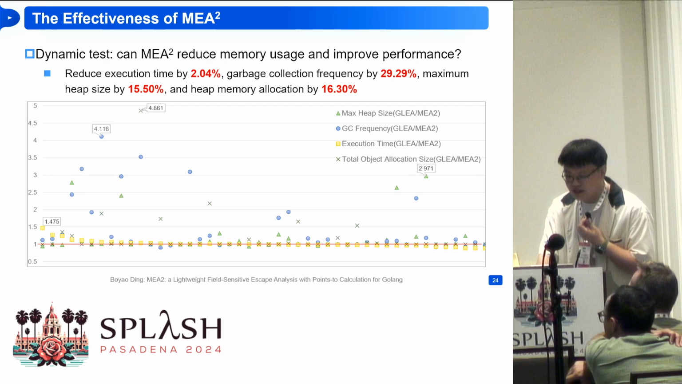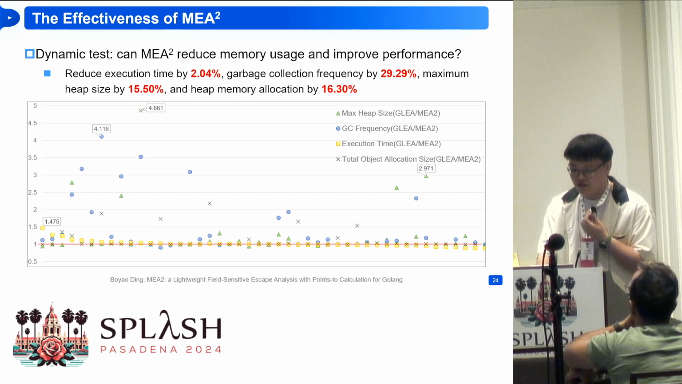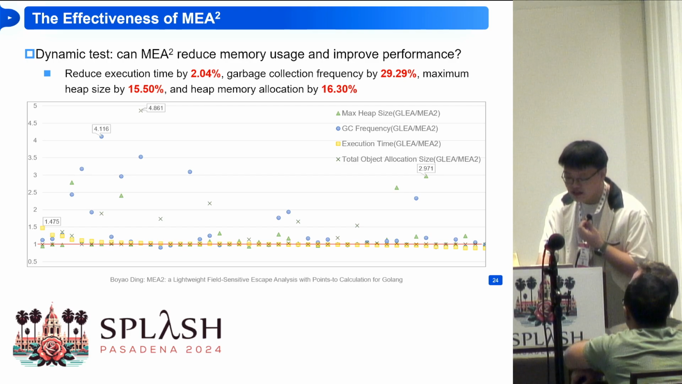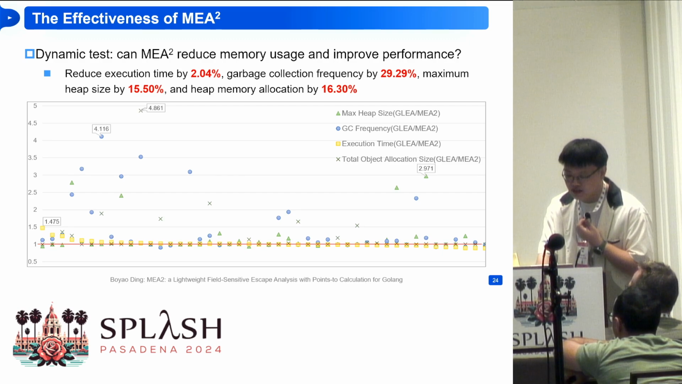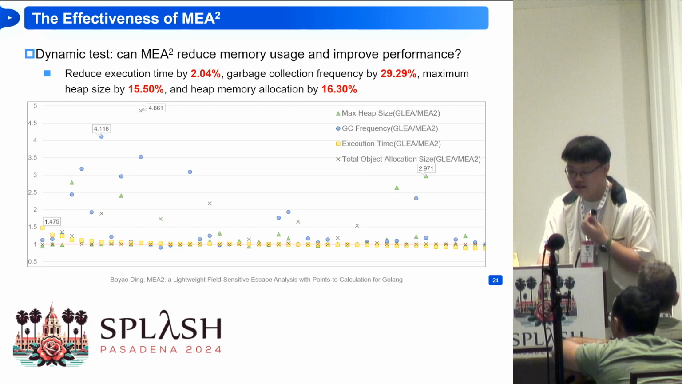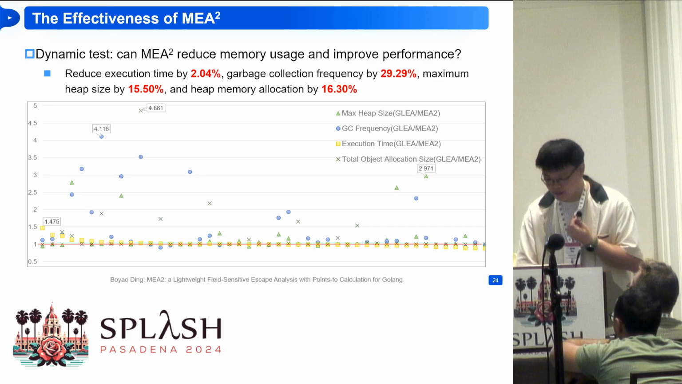Since MEA2 is implemented based on GoLLVM, we use GLEA as baseline. We selected 46 memory-bounded unit tests from the projects as test sets, and collected runtime statistics by compiling and running them. The results are shown in the graph.